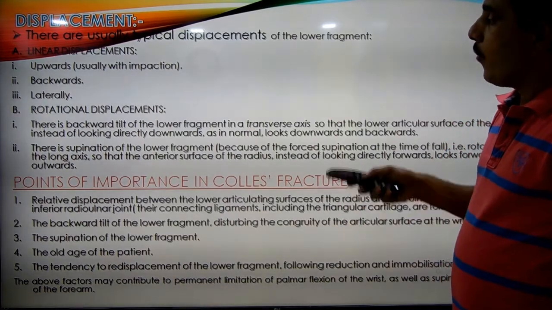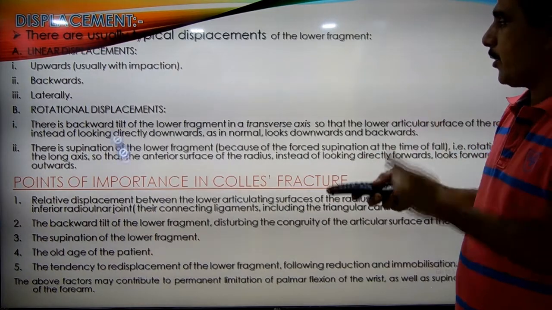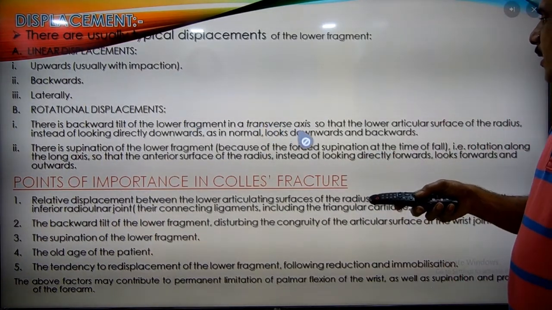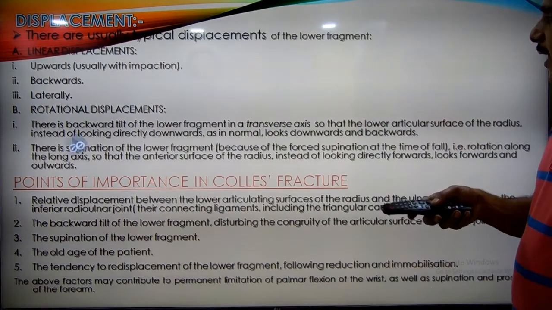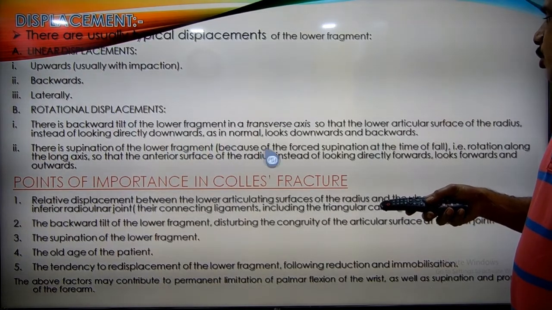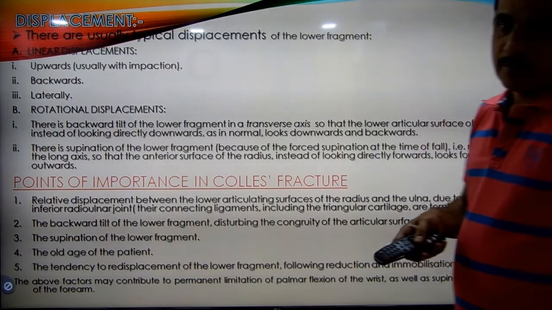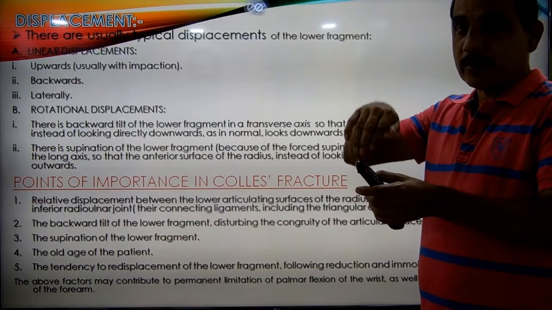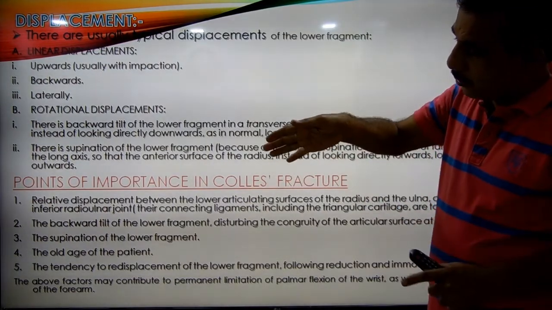Do you understand? While the rotational displacement is rotation around the transverse axis. In rotation, there is a backward tilt of the lower fragment, so that the lower articular surface of the radius, instead of looking directly downwards, normally looks downwards and backwards. It is due to what? The rotational displacement. Normally what happens? The lower end of the radius is looking downward.